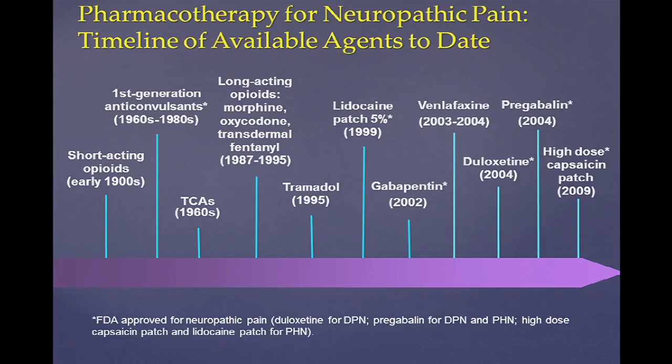The more standard treatments that we use are usually pharmacologic, and this is a timeline of some of the treatments that we have available and which ones are FDA approved. Duloxetine and pregabalin are the two that are FDA approved for diabetic neuropathic pain. Some of the other agents are approved for other forms of neuropathic pain.